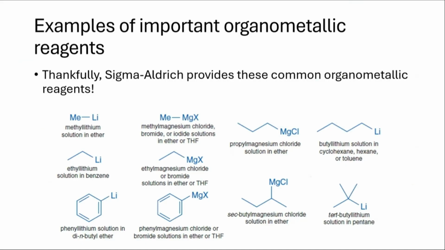So here are a few examples of important organometallic reagents, which you can buy off of Sigma Aldrich. We have things like methyl lithium, so that's just CH3, and that carbon is bonded to lithium. We have ethyl lithium, phenyl lithium, and phenyl magnesium chloride, which is a Grignard reagent. We also have propyl magnesium chloride, which is another Grignard reagent. And you can see these are our important organometallic reagents: organolithium and Grignard reagents.